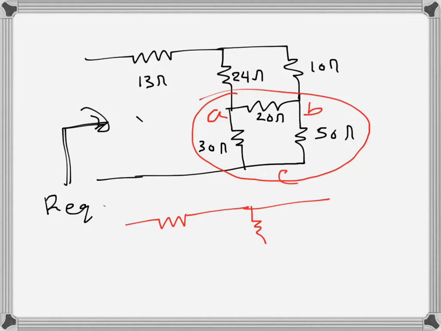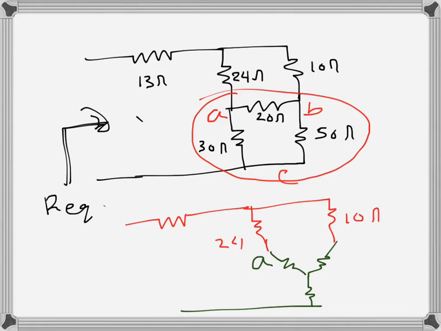So if we say that this is 24, nothing is changing there, and this is 10 ohms, and from there if I write the Y here, there will be this one, and this one, like that. So this is A, this is B, and this is C. Now what will be the values? These will stay the same, 24 ohms there and then 10 ohms.